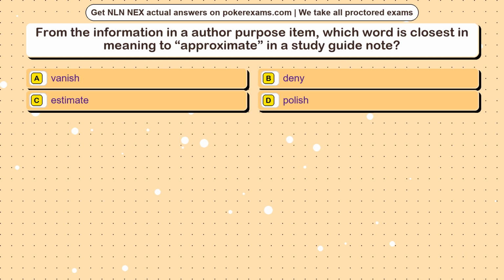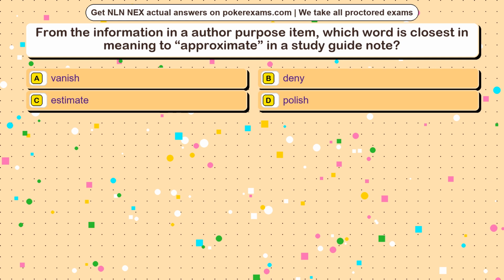Question 22. From the information in an author purpose item, which word is closest in meaning to approximate in a study guide note? Option A, vanish. Option B, deny. Option C, estimate. Option D, polish.